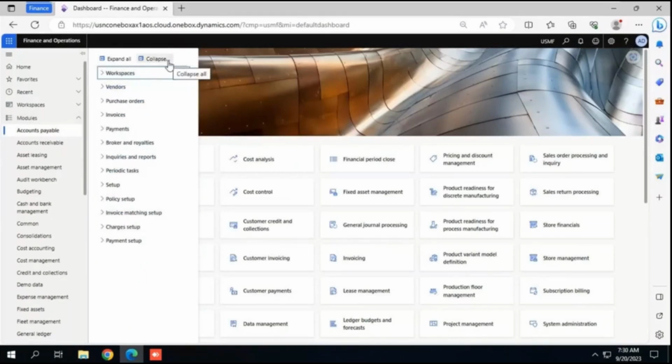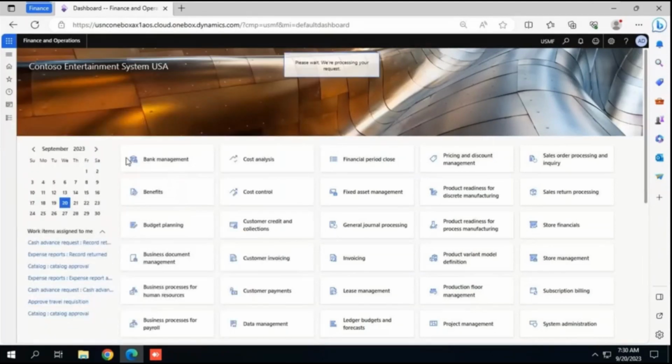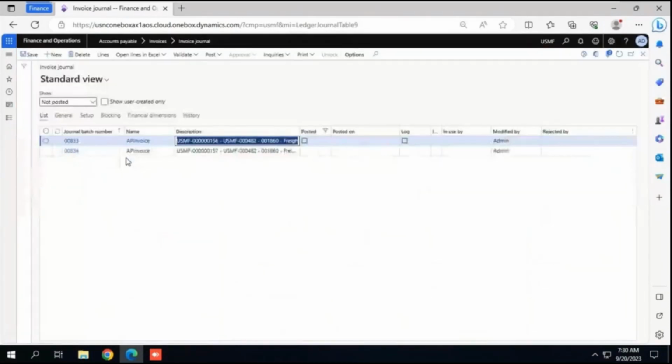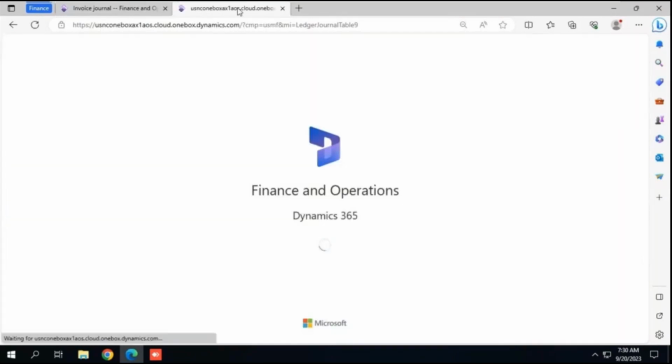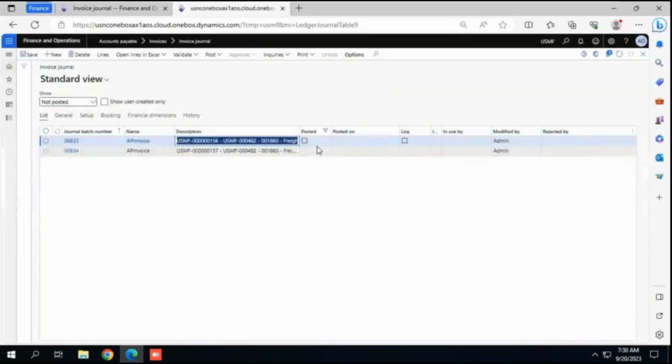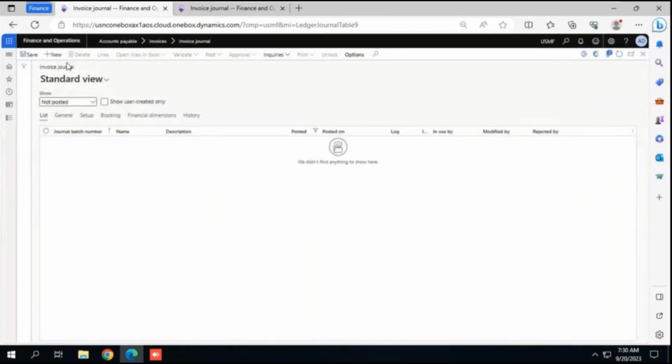Okay, you need to go to the accounts payable module, collapse all, accounts payable module, collapse all, invoices, invoice journal. If you want another link, you can right click and duplicate tab. One more form will be opened. Okay, fine. So let me delete all these things.